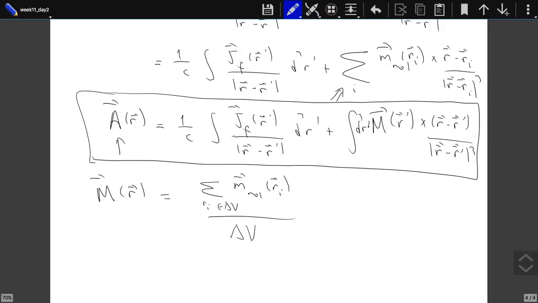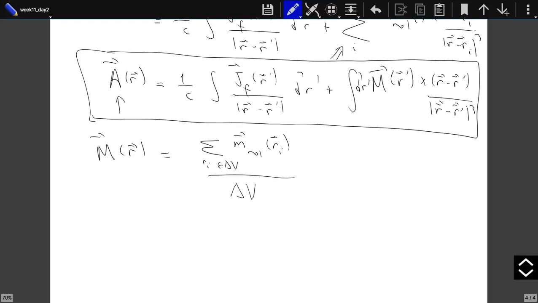We would like to write it in a form similar to the first term, so that we will be able to model this magnetization of my system as some volume current density and some surface current density. So that's what we will be trying to do now. Now, to make that identification, let us start with it.